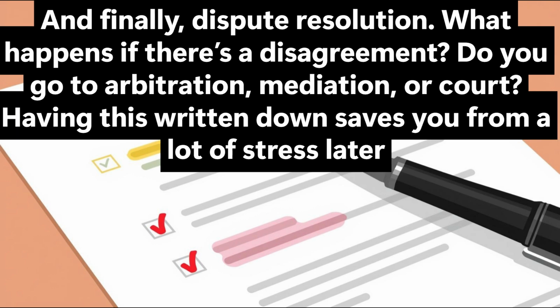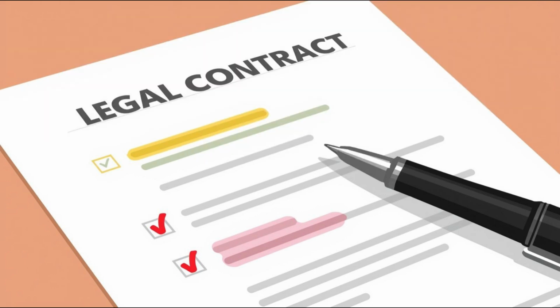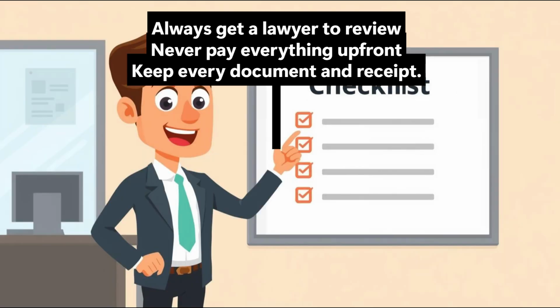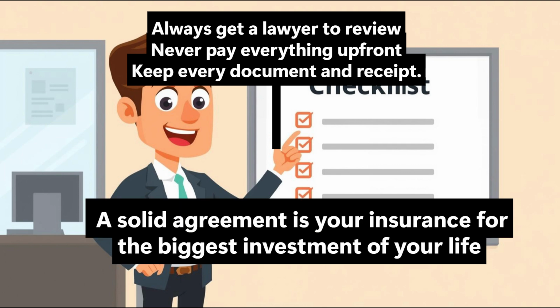And finally, dispute resolution. What happens if there's a disagreement? Do you go to arbitration, mediation, or court? Having this written down saves you from a lot of stress later. Now, let me give you some practical advice that many homeowners overlook. Number 1, always get a lawyer to review the agreement. Even if it feels simple, legal language can protect you in ways you don't expect.